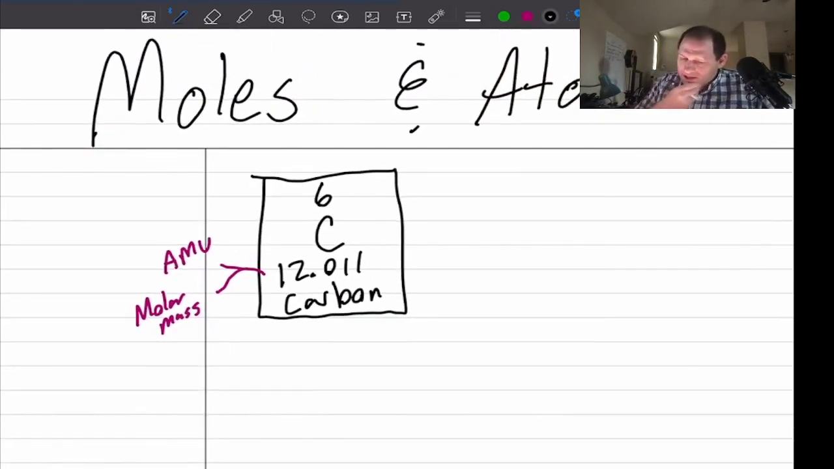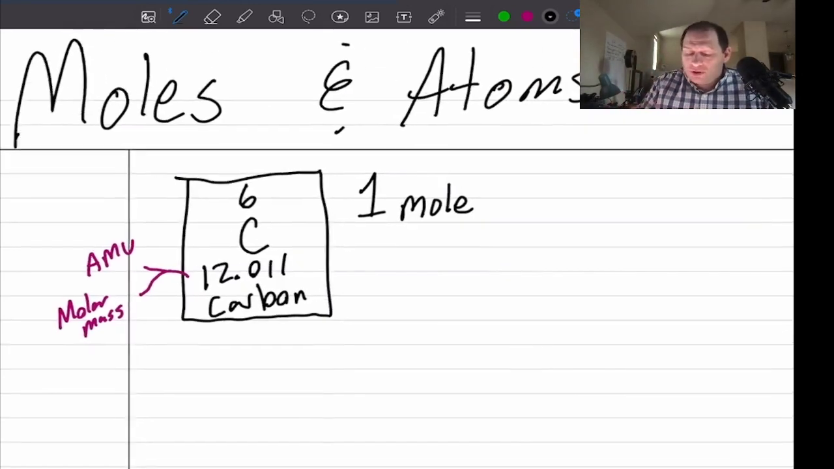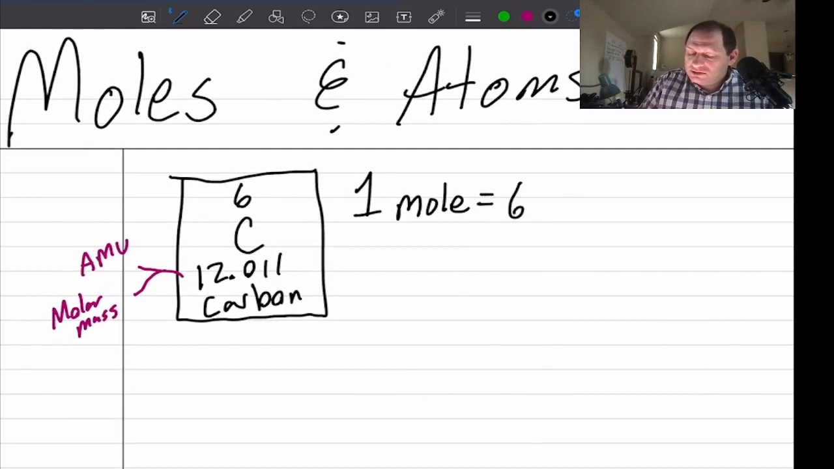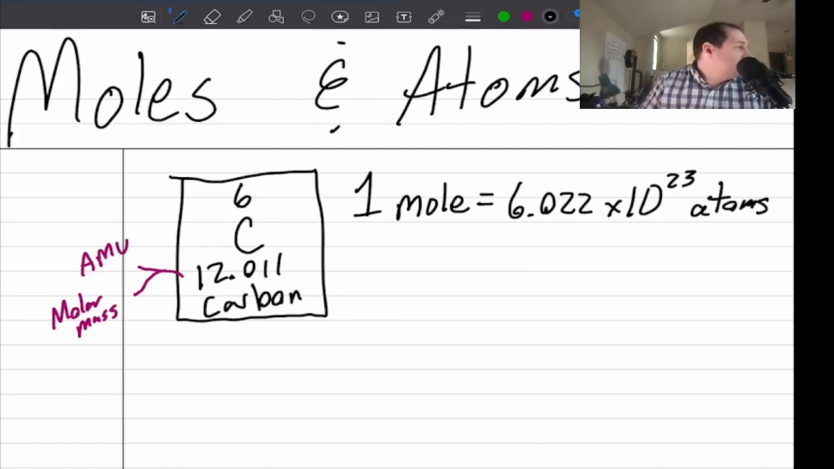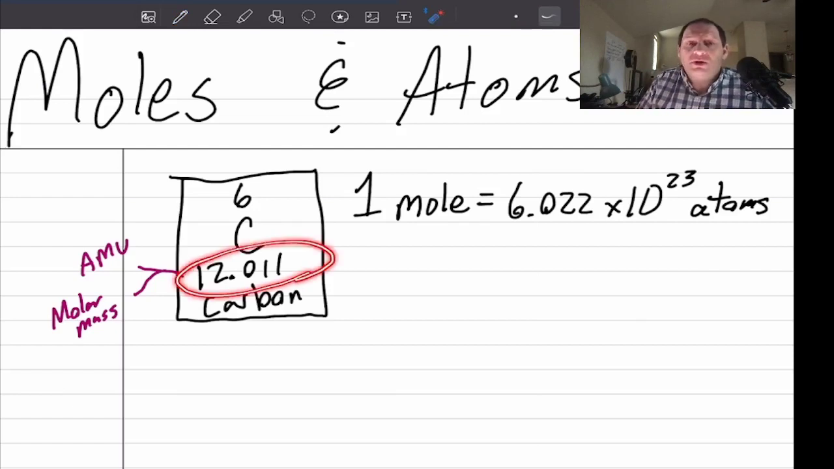All right. So let's say I have 1 mole. And I'm going to just write MOLE. Later on, we're going to shorten it up to just MOL. But 1 mole means I have 6.022 times 10 to 23 atoms. All right. If I have 1 mole, or 6.022 times 10 to 23 atoms of carbon, it means it has a mass of this much. It will weigh 12 grams on Earth.